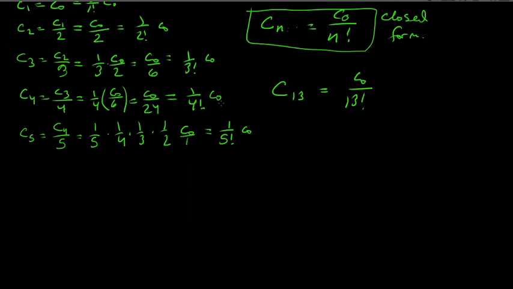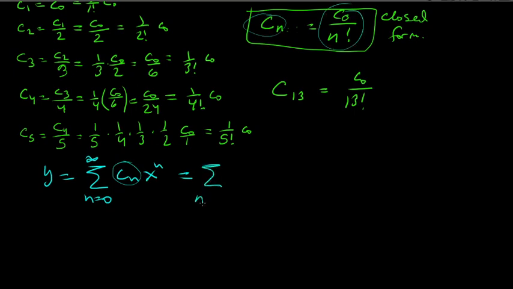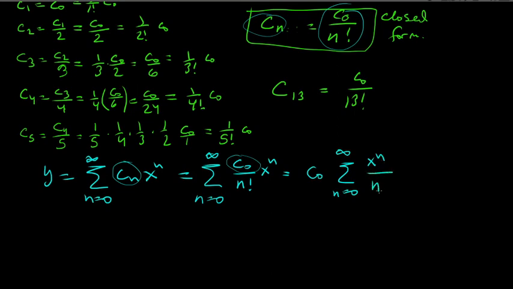So go back to the power series. Remember our y was written as the sum, n going from 0 to infinity, of Cn x to the n. But now we have a formula for Cn. Let's write it out. It's C0 divided by n factorial times x to the n. Now, the C0 is a constant, so we can just bring that outside. And now we have the sum going from n equals 0 to infinity, of x to the n divided by n factorial.